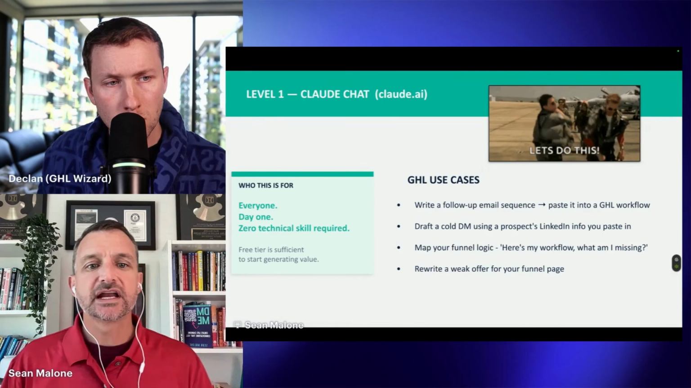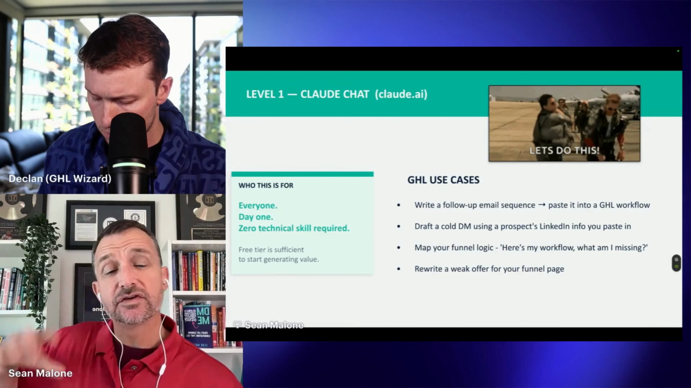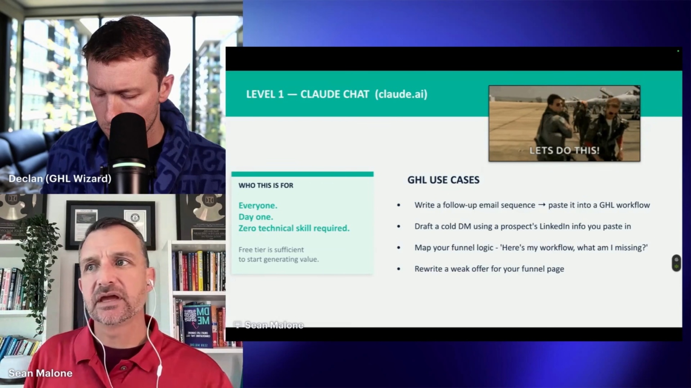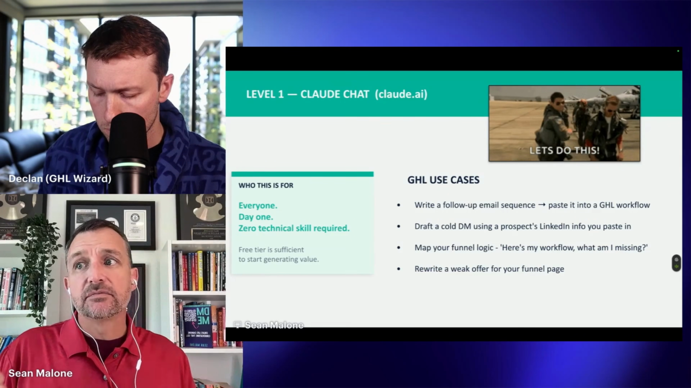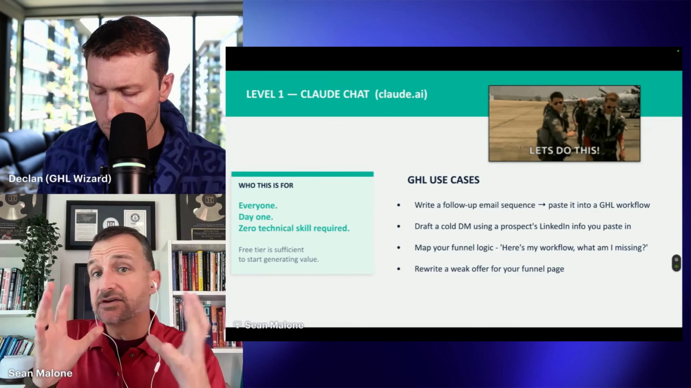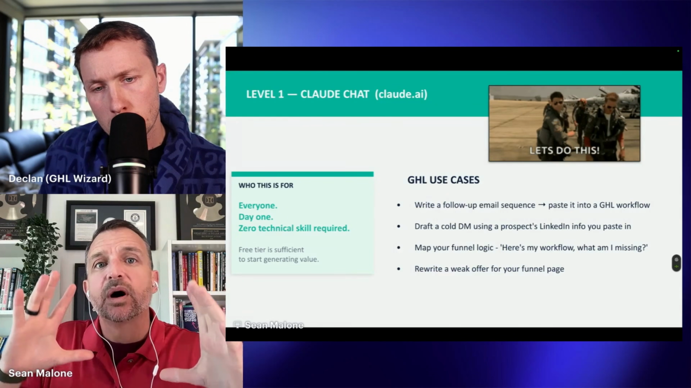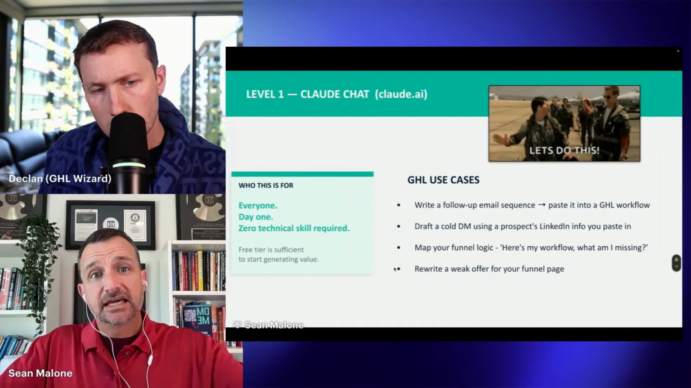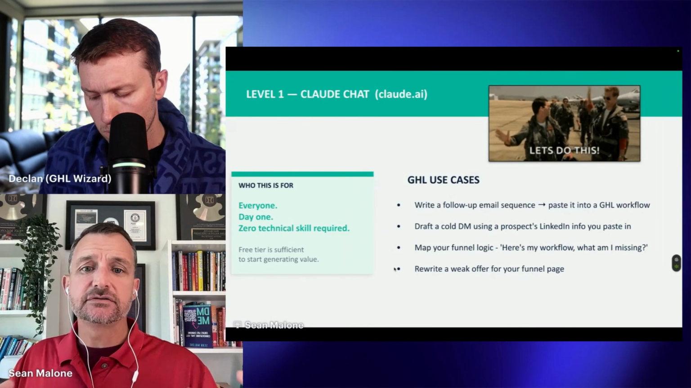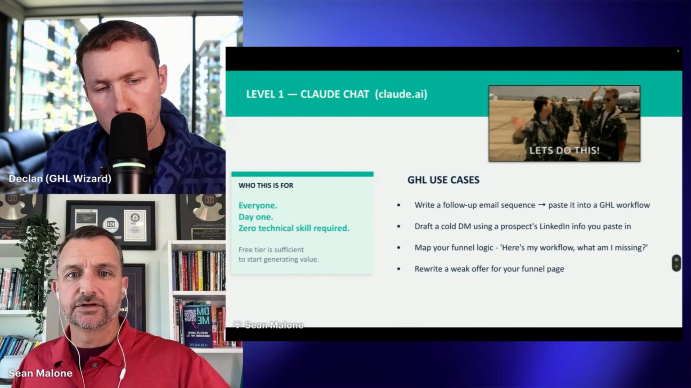Next one is rewriting a weak offer for your funnel page. So if you have a funnel inside of GoHighLevel and you have the copy on there and you're like, man, I'm not getting the traction. Maybe you're not getting the opt-ins that you want or the clients that you're trying to get. Well, you can take your current offer, whatever it is, pump it into Claude. It will actually kick out the exact funnel stuff that you need for your offer, which I think is awesome.